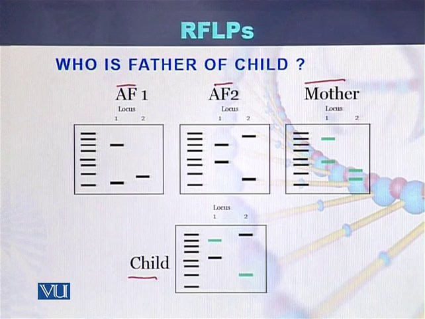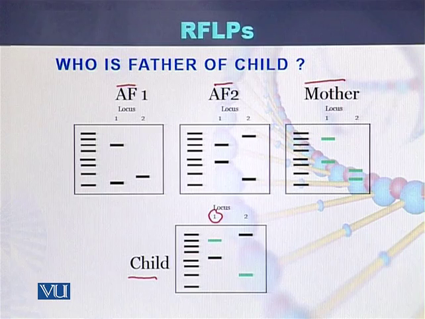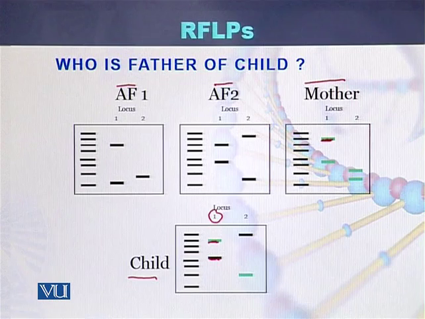If this is the mother, and we do the comparison at locus 1 in case of the child, this is locus 1. In this case, the child has got this allele from the mother. So if we check this allele, it should belong to the father. So which is the father from whom this child has obtained this allele?